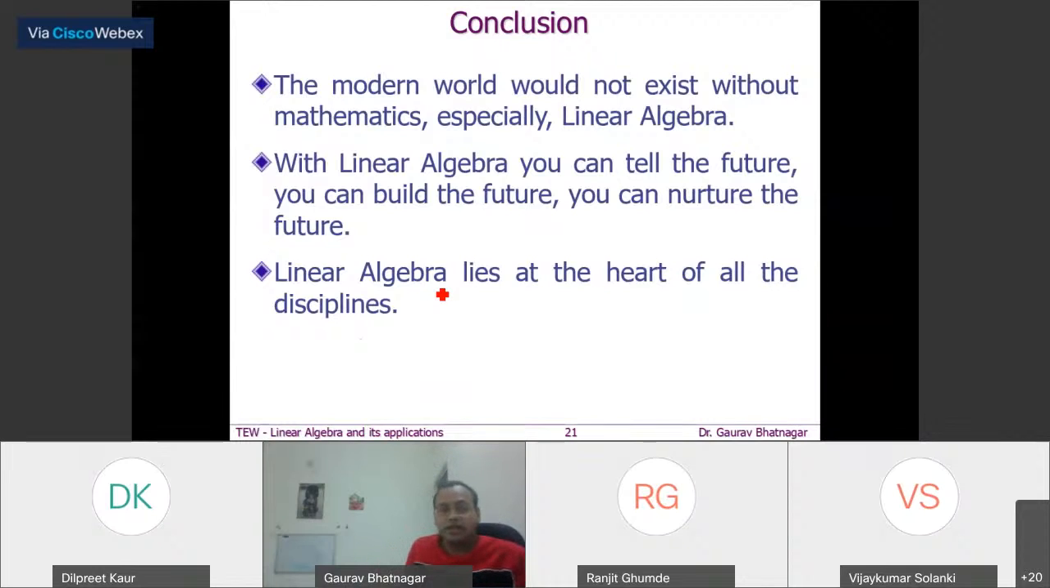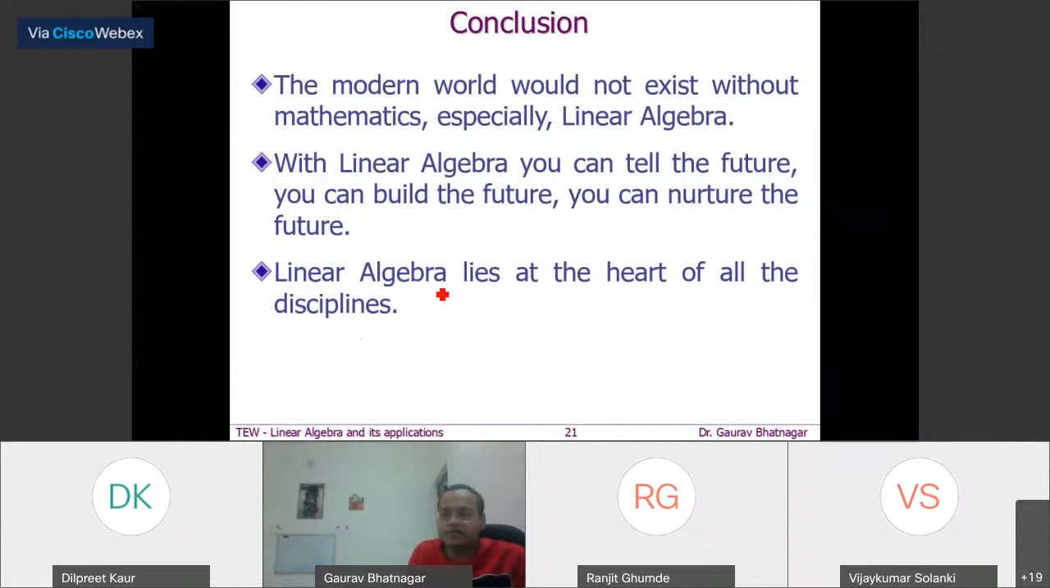The conclusion says that the modern world would not exist without mathematics in general, and especially without linear algebra. You will find applications of linear algebra in many diverse disciplines. With linear algebra, you can tell the future, build the future, and nurture the future. If you have perfect knowledge of linear algebra, specifically matrix theory, which finds numerous applications in different disciplines, you can build new theories and new technologies.